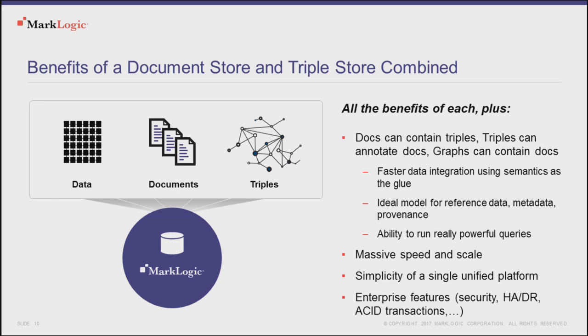You can use ontologies and controlled vocabularies combined with the semantic capabilities to drive data integration and to make it easier to run queries across content from different sources. This all uses industry standard models such as SCORM, OWL, Dublin Core, FRBR, schema.org, and the provenance ontology that I just mentioned. It all runs at massive speed and scale, gives you the simplicity of a single unified platform for scaling out, for doing high availability, and you get all of the enterprise features operating consistently over all of this data: security, high availability, and ACID compliance.